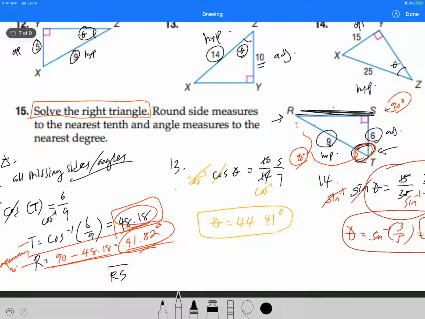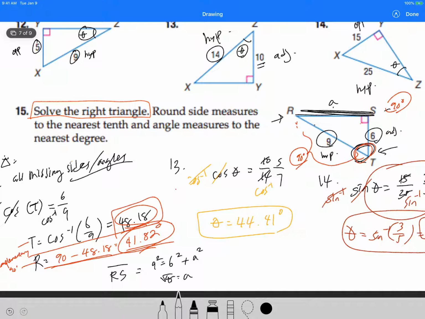In order to figure that out, there are several ways that you can do this, but you can use the Pythagorean theorem if you'd like. So you know that 9 squared is equal to 6 squared plus, if you call this a squared, and then you can solve it that way, and eventually what you'll end up with is the square root of 45.